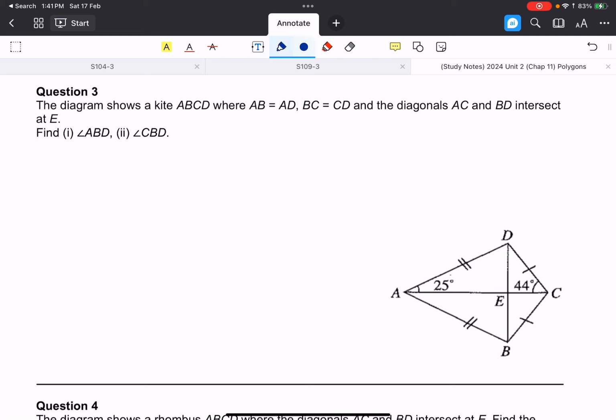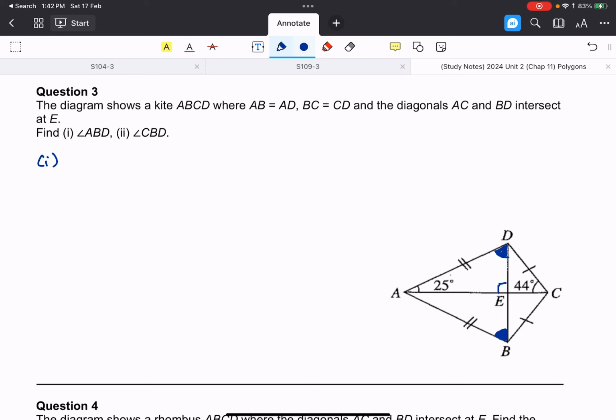Okay, so ABD is this angle we're interested in, right? But to get this angle, we need to know this angle, because it's an isosceles triangle. If we can find ADB, we can find ABD, right? No issue. And what else we know is that the diagonal here is 90 degrees. So that gives us a nice right-angle triangle to deal with.